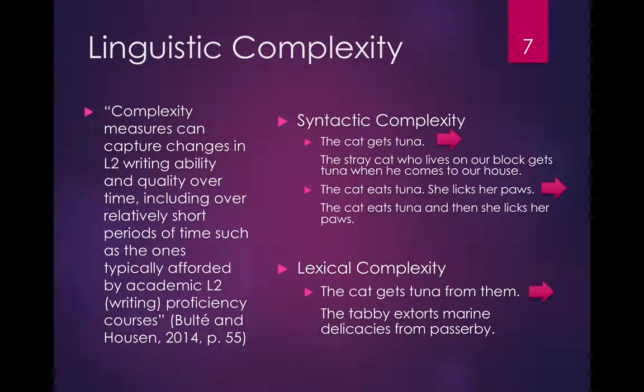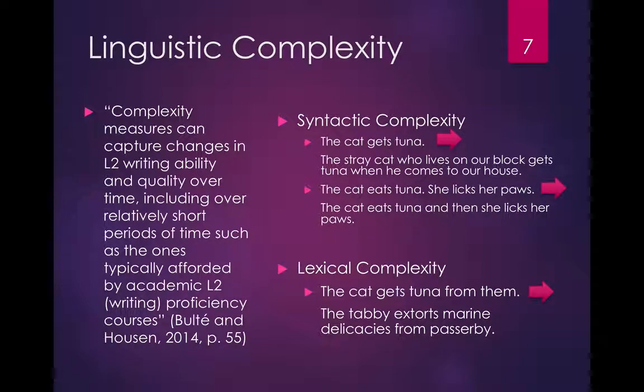So there are two things I looked at: syntactic complexity and lexical complexity. These are both aspects of linguistic complexity, and I wanted to see how my students' writing was going to improve on these measures. So if you take a look on the right-hand side of your screen, you'll see syntactic complexity. I'll give you an example. A very simple sentence would be, the cat gets tuna. Okay, so you have a subject, the cat, your verb, gets, and you have your object, tuna.